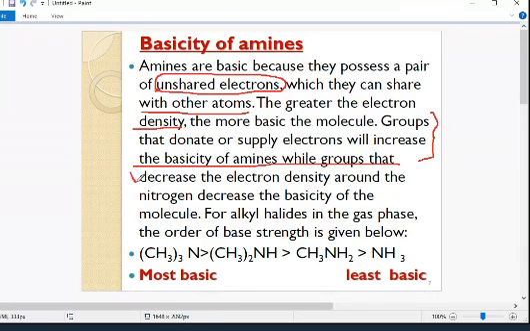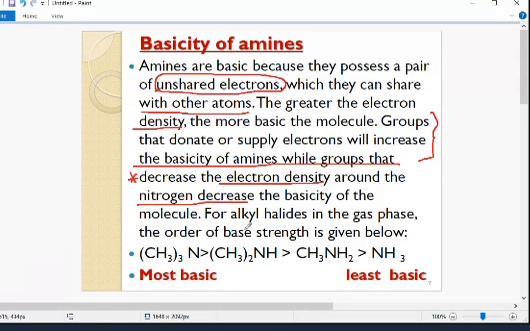And when you decrease the electron density, the electron density around the nitrogen will of course decrease, meaning it will be less basic.